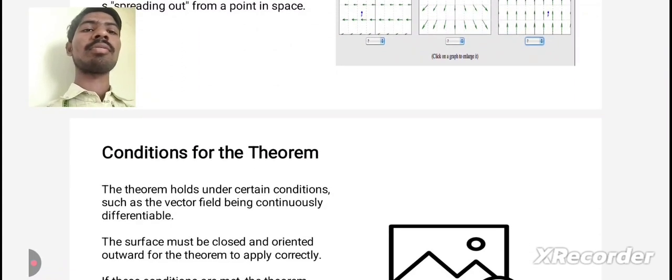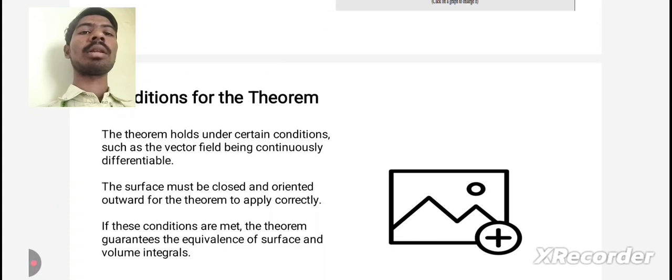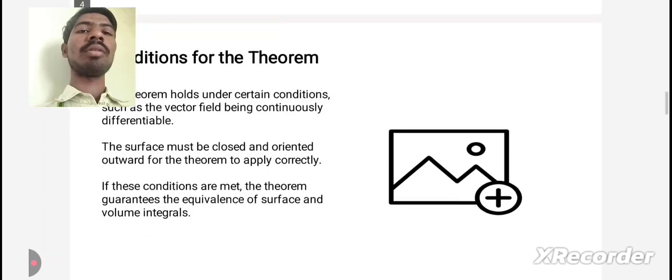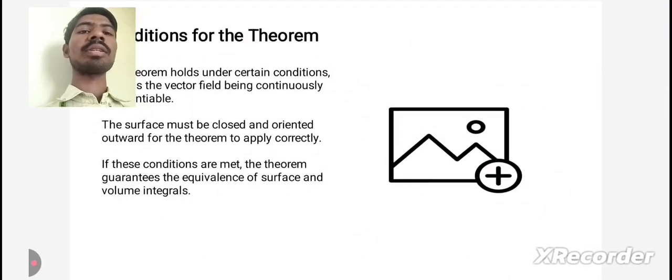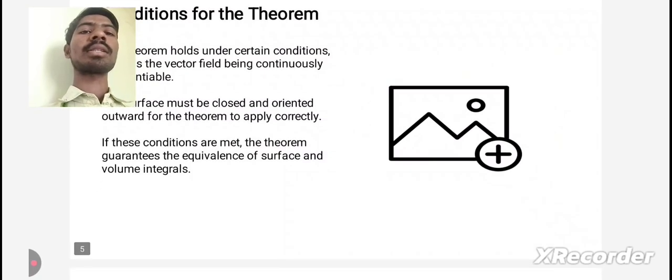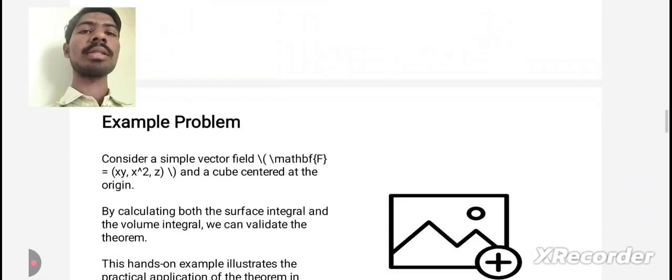Conditions for the theorem. The theorem holds under certain conditions, such as the vector field being continuously differentiable. The surface must be closed and oriented outward for the theorem to apply correctly. If these conditions are met, the theorem guarantees the equivalence of surface and volume integrals.